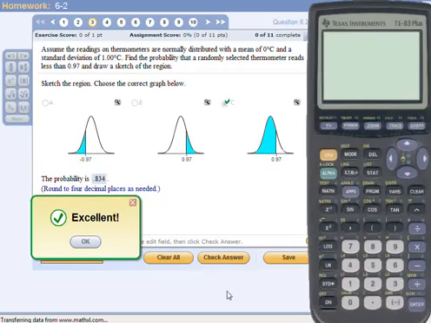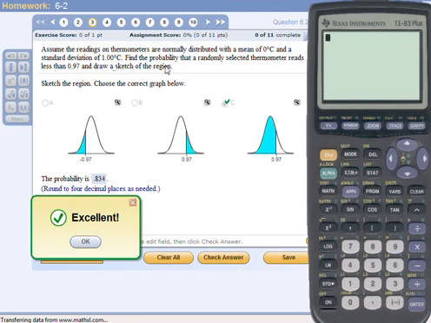Here's an example of using the normal distribution to come up with a probability. And as you can see here, this is 6-2, number 3. And let's look at the problem itself. Assume the readings on thermometers are normally distributed, so that means we're going to use a normal distribution, with a mean of 0 degrees and a standard deviation of 1 degree.